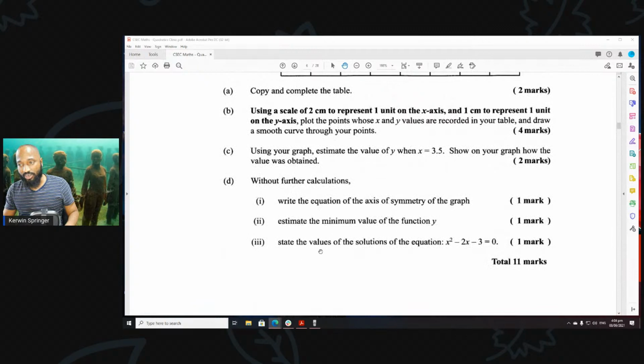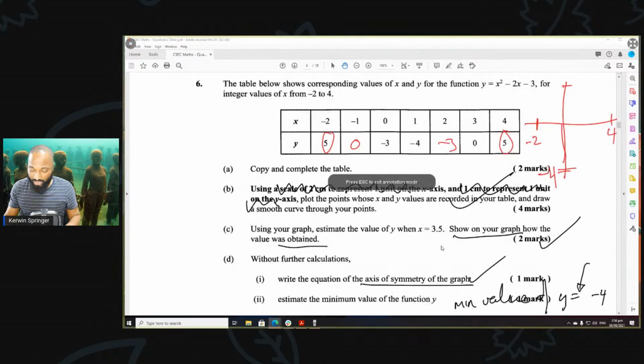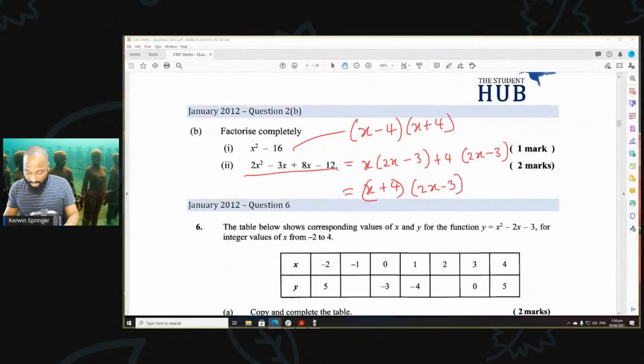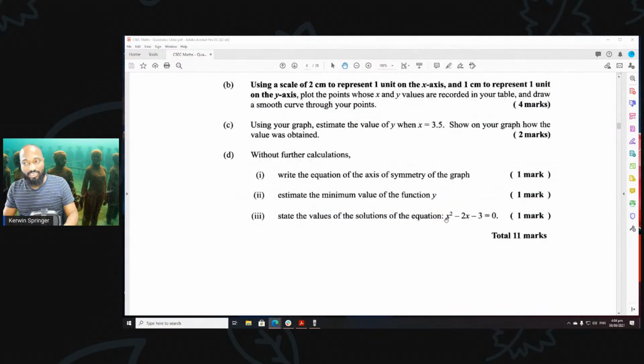You all know all your things. State the values of the solutions. Once again, you're still using the graph. The solutions. And you notice, when they say solutions, they're talking about x squared minus 2x minus 3.